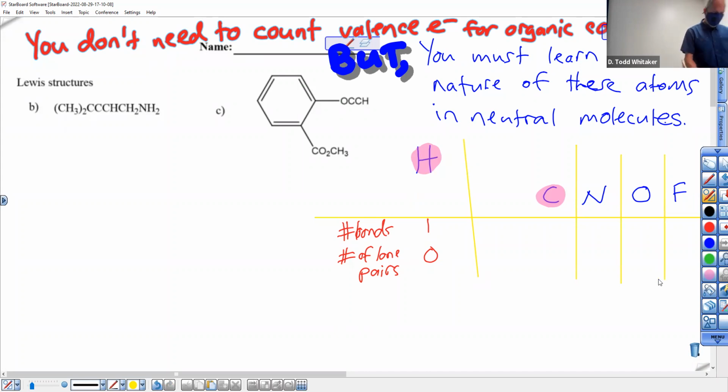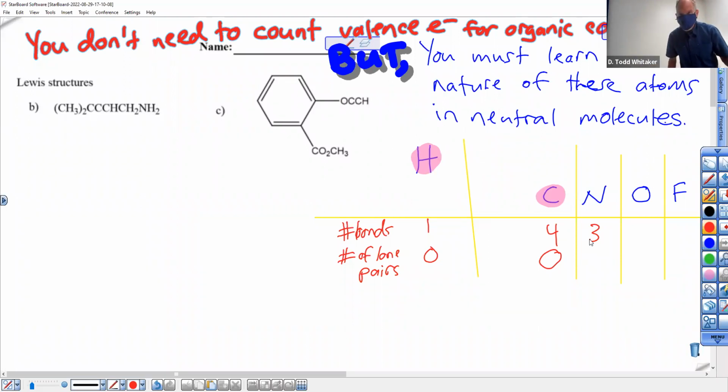There we go. Carbon. 4. How many lone pairs? Good answer. None. Now nitrogen. Think of ammonia. What's the formula for ammonia? NH3. So how many bonds you got there? 3. That's normal for nitrogen. How many lone pairs? It's got to have an octet for nitrogen, right?